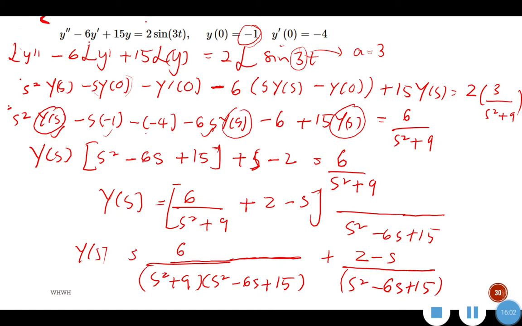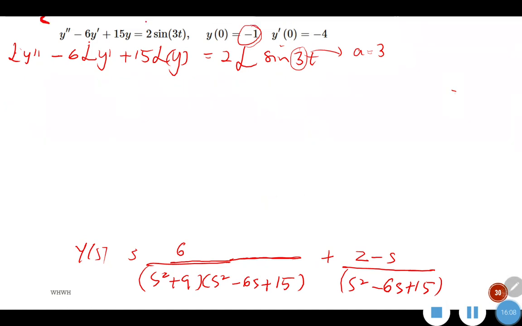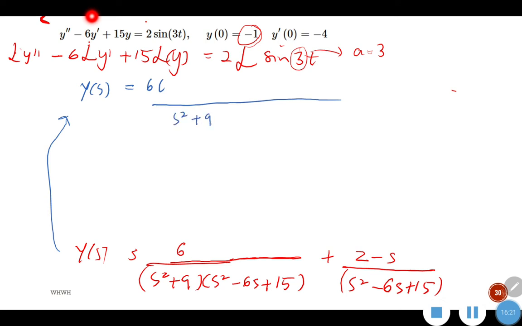Alright, so here is actually the tedious part, I may say. Okay, from here, in order for you to find the inverse, you have to settle this first. So how do we settle it? We make everything here a common factor. So we have s square plus 9 and then this one, s square minus 6s plus 15. So we have here 6 multiplied with s square minus 6s plus 15, and then plus 2 minus s, we multiply with s square plus 9.